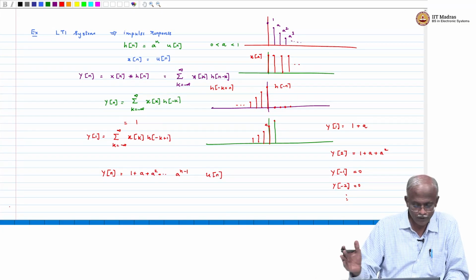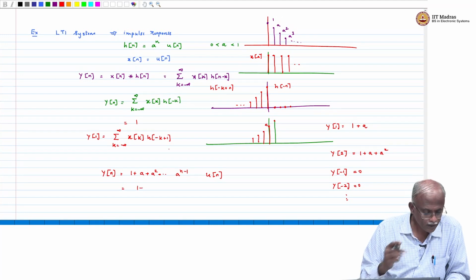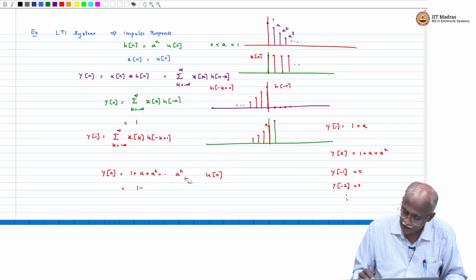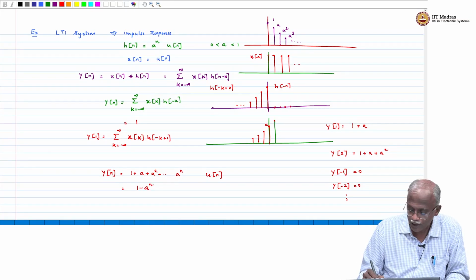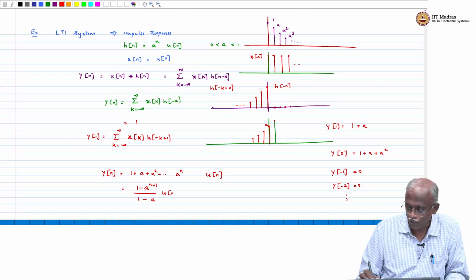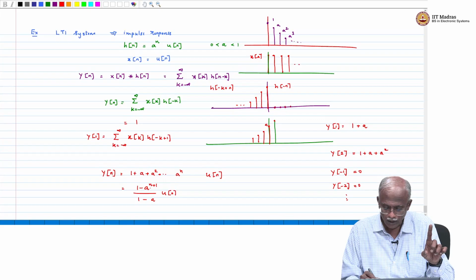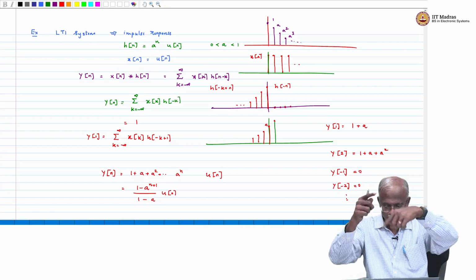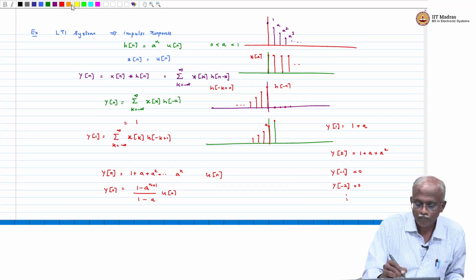Okay, only for positive values, negative values no value. So this can be written as a geometric series, 1 plus a and so on, all the way up to a to the n. This will be 1 minus a power n plus 1 divided by 1 minus a, times u of n. You can verify: if you substitute n equal to 1, you will get 1 minus a squared divided by 1 minus a. So basically you will get 1 plus a as the answer. You can verify that. So yeah, this is y of n.